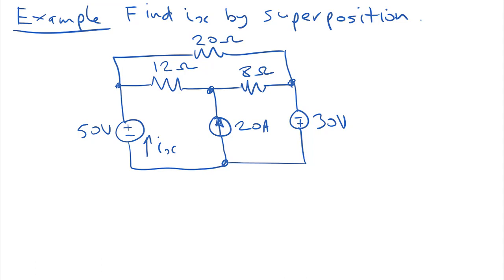Then we find the response, which in this case will be for Ix, and then we repeat by making another source active and zeroing all the other ones until we've done all of the independent sources and we've computed a new Ix for each one, and then we add up all the Ix's. So in this case, we see that we have three independent sources, so we have three cases or three responses to calculate.